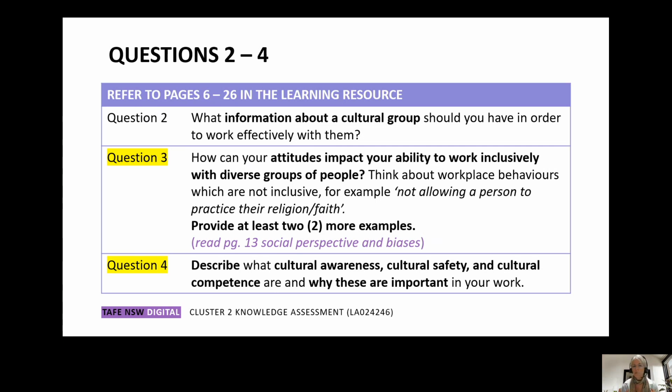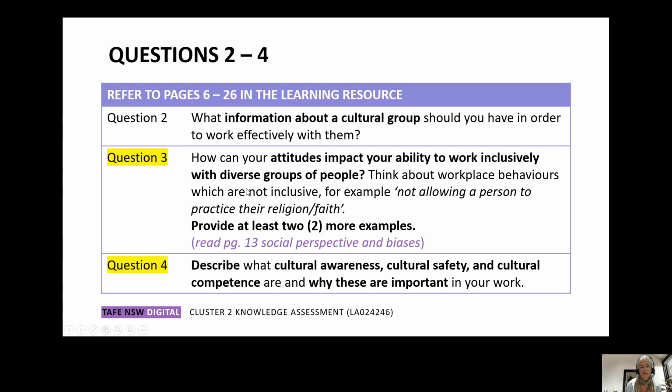So, what important information about that cultural group, their way of life, what do you need to know about them? But check out page 6 onwards and you'll be able to answer that question.